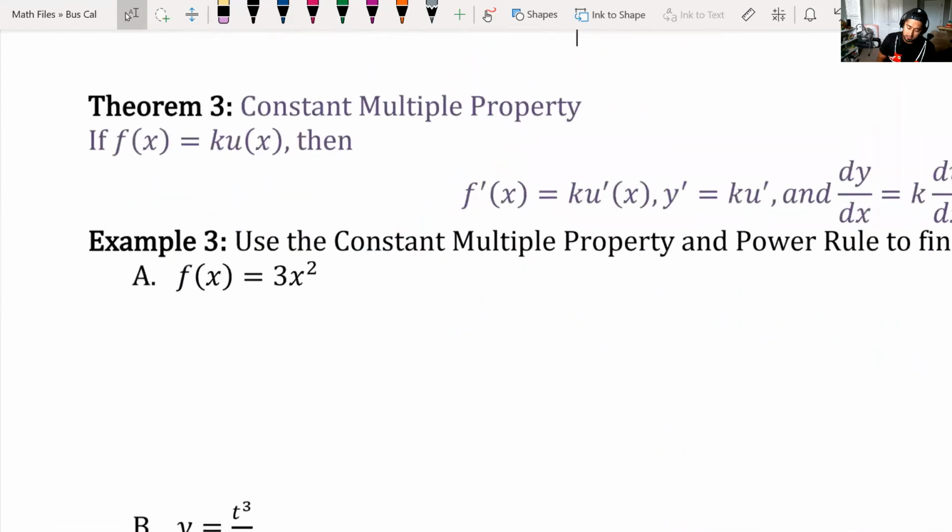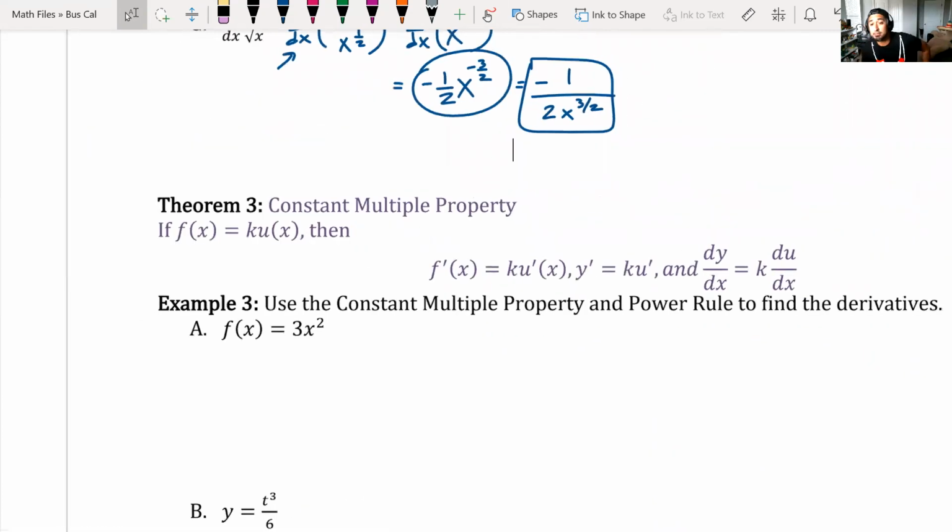All right. Number 3, constant multiple property. All this says is that if there is a coefficient in front of your function, move it to the side, take the derivative of that function, and then multiply that coefficient back in. That's all it says. So just like limits, if it was the limit of 5x, you could take that 5, move it to the front of the limit, apply the limit, and then multiply that 5 back in.